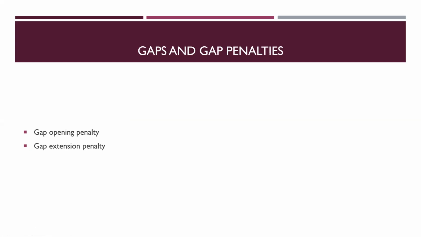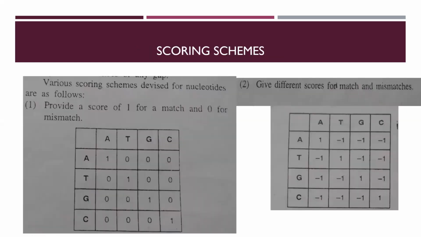You will have better clarity as we move on further when we look at different scoring schemes or scoring matrices used in the sequence alignment methods. Moving on further, as I told you, we have to apply scoring schemes when we carry out the alignment methods. There are several scoring schemes available.